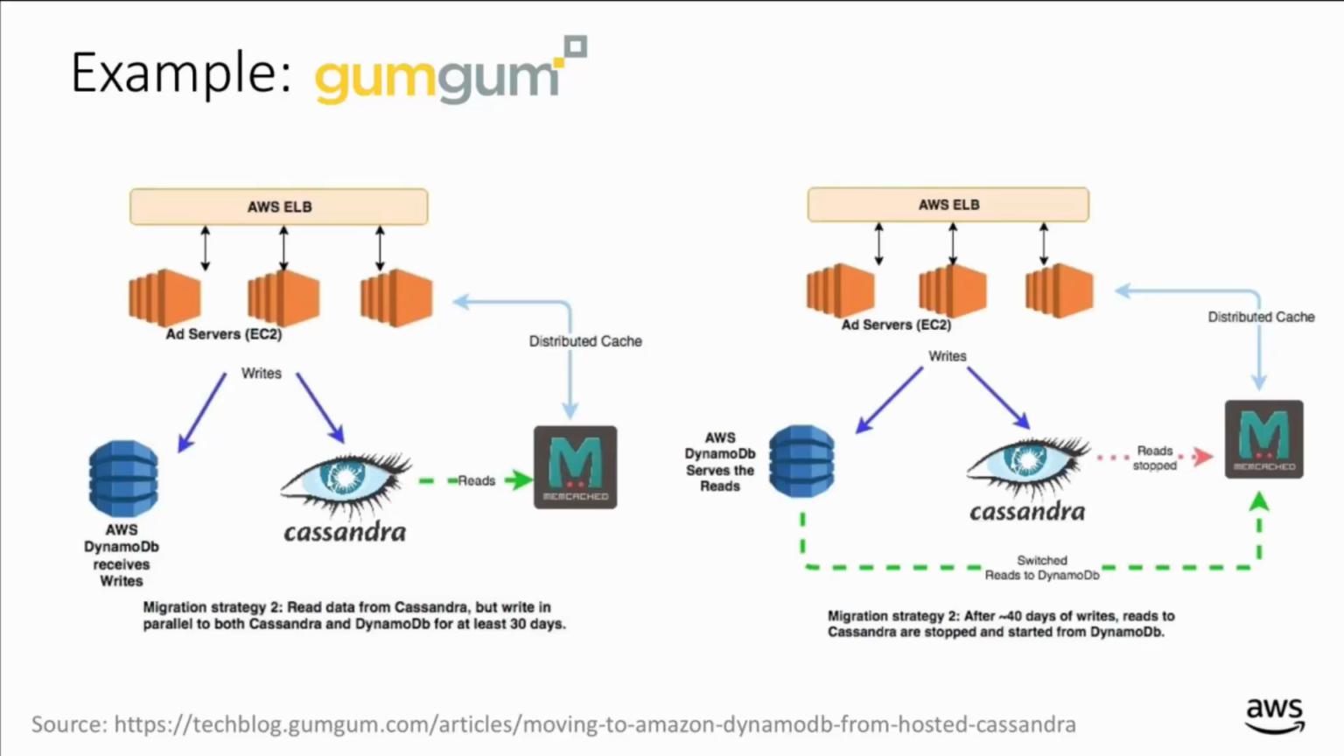So after about 40 days of writes, they stopped reads from Cassandra and then started reading just from DynamoDB. And so they really did not have the initial data loading ETL phase where they would have to export data from Cassandra and then import to DynamoDB. They simply decided to take advantage of the natural data lifecycle in their application and do the migration that way. And that's a fairly common approach. In fact, we see that approach in other customer use cases as well.